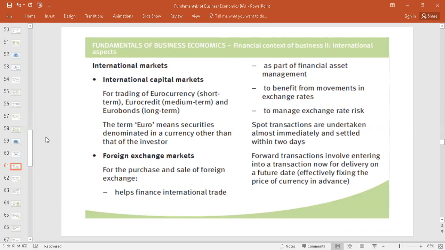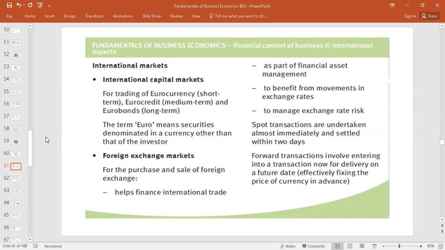So we need to look into what the exchange rate is at the time of payment or receipt, because the transactions would be taken up in terms of foreign currency. If the trading is for a short term period, then the currency is called euro currency, if the transaction is only for a short period of time. If it is for a medium term, it is called euro credit. But if it is for a long term, we call that a euro bond.